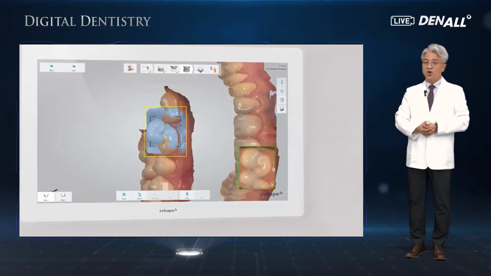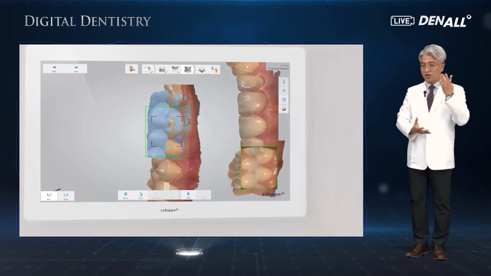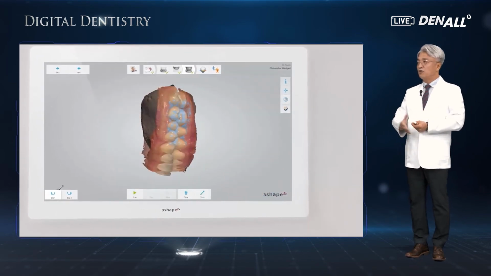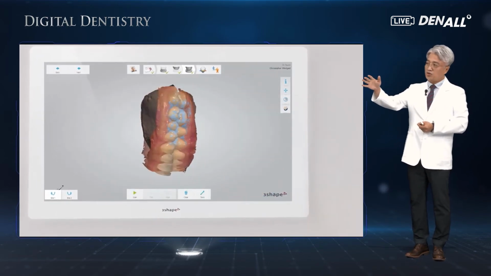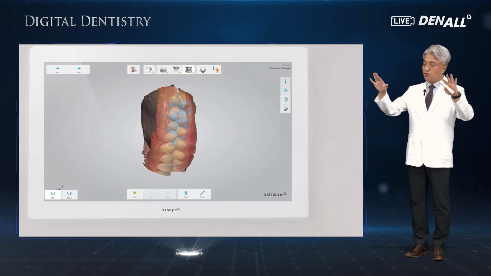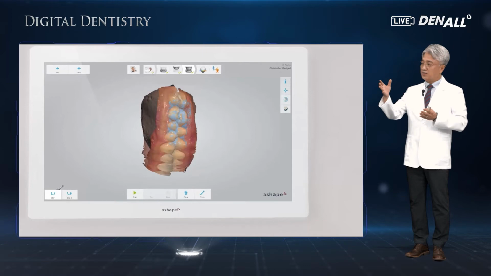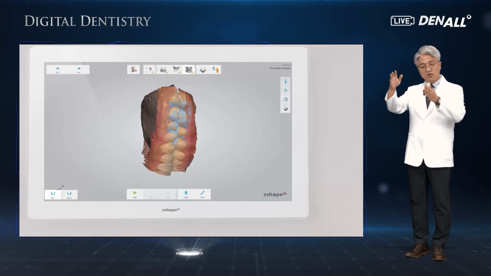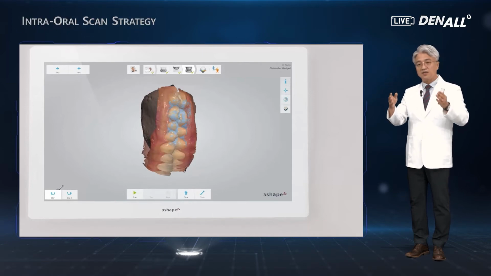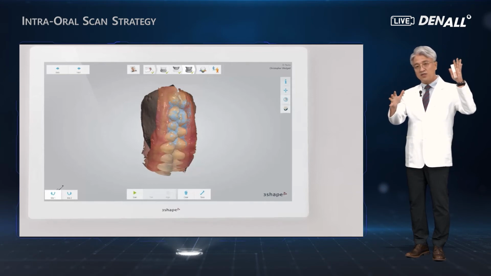Secondly, bite is very important. Trios captures the bite in two areas. Scan from posterior to canine. Try to avoid scanning movable mucosa. Scan the margin between gingiva and teeth, the scalloped area. The morphological changes can be identified.